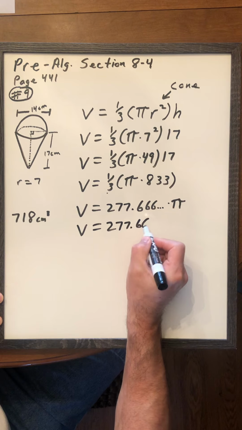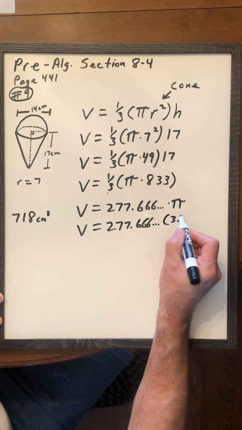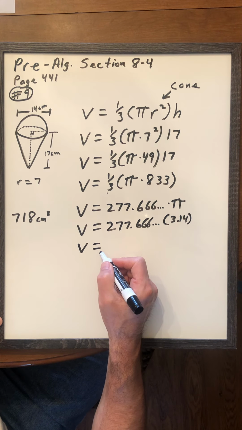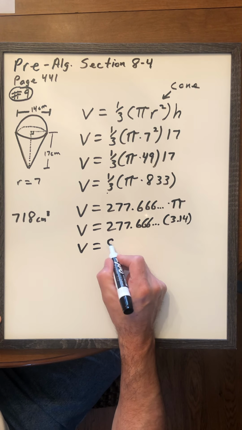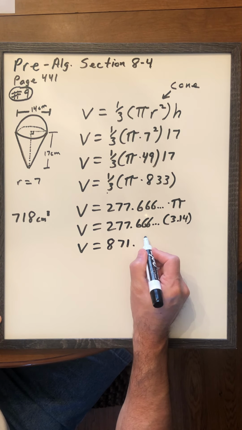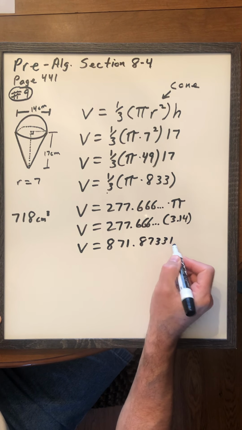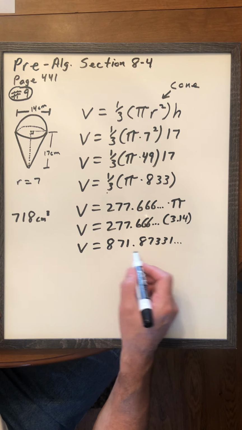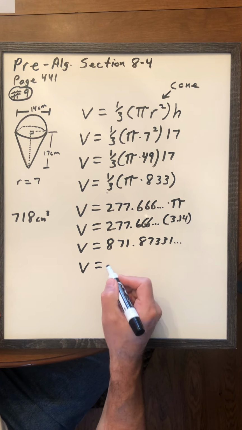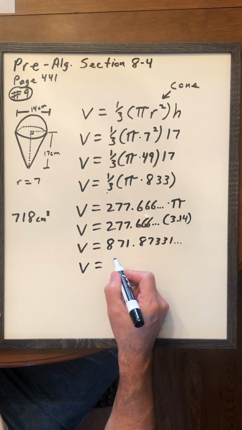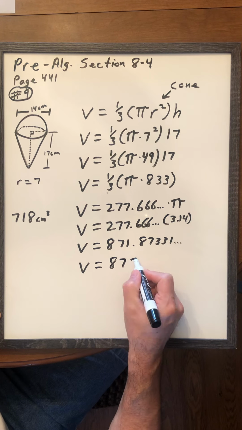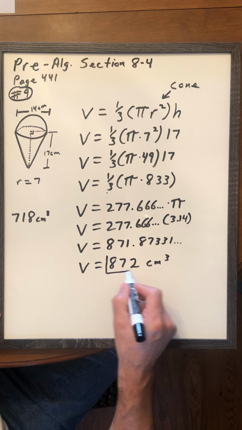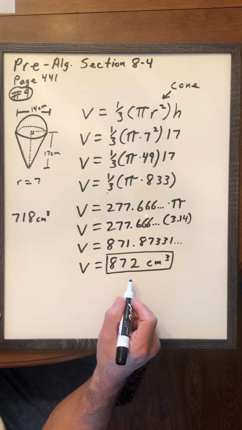Now then, since I have my pi, I'm going to plug in the 3.14 for pi. I'm plugging that in for pi, and now I can multiply those two together and get my volume, which is 871.87331, and it keeps going on. And since we rounded to the nearest whole number, we want to round this one to the nearest whole number, and so that's an 8, and so that's going to raise it up to a 2. So 872 centimeters cubed. That is my volume for the cone.